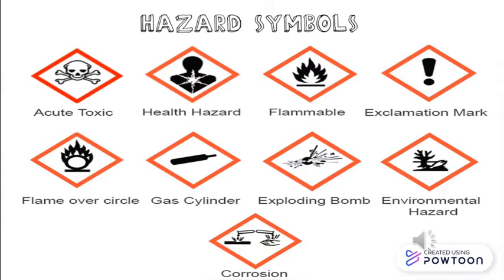Next symbol is environmental hazard. It means that it is dangerous for the environment. The meaning for the symbol is it is very toxic to aquatic life with long-lasting effect, usually found on pesticide, biocide, petrol, and turpentine. And the last symbol is corrosion.